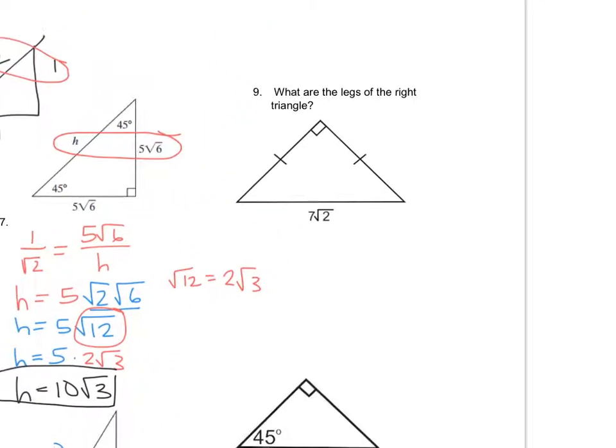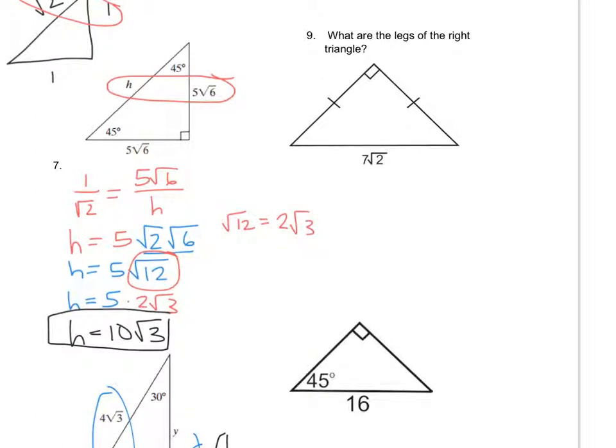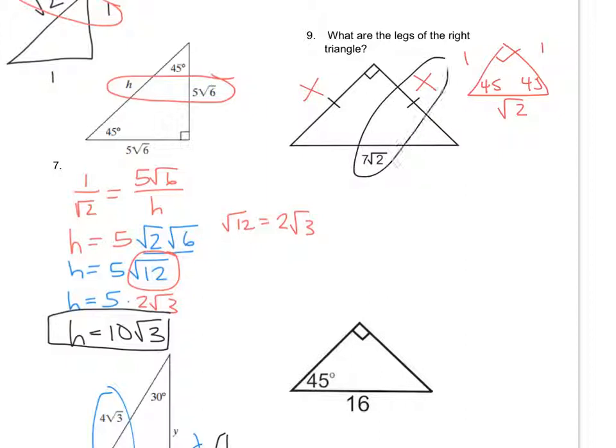Okay, then what are the legs of the right triangle? So this is an isosceles right triangle. Again, so I do 45, 45, 90, 1, 1, root 2. So we're trying to find the legs, so these two legs are both the same. Proportion.